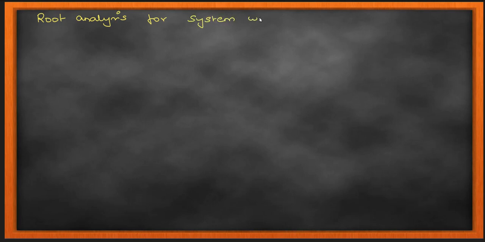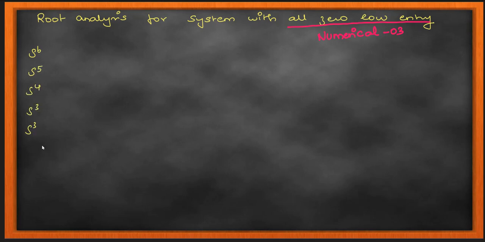So now we are going to do the root analysis for the auxiliary polynomial, because the auxiliary polynomial is slightly different: the roots are imaginary. Whenever you get an auxiliary polynomial, like your numerical 3 in your previous class, I can tell that the roots are going to be imaginary, and that is exactly what I'm going to show you here. So how do you do the root analysis for a system where you get all row elements to be 0, or you have an auxiliary polynomial?